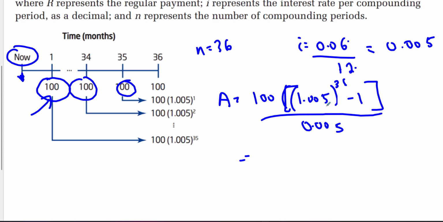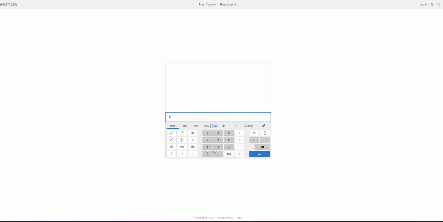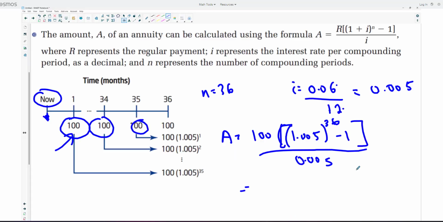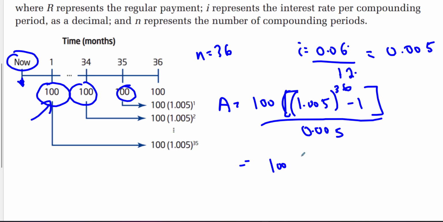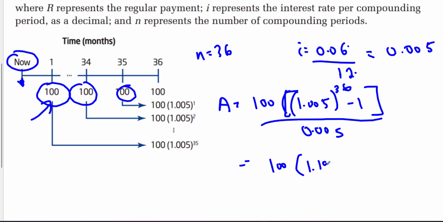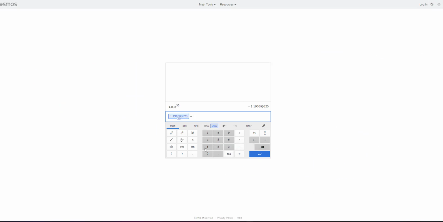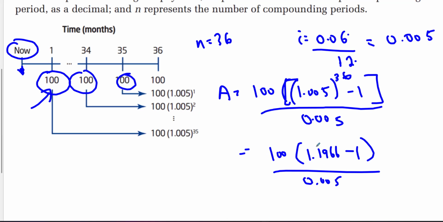All right, let's do this. So 1.005 to the power of 36. So that's this inside bracket. What is it? 1.196. All right, so you do minus 1. So this value, answer, minus 1. And I have a decimal. And you times that by 100.